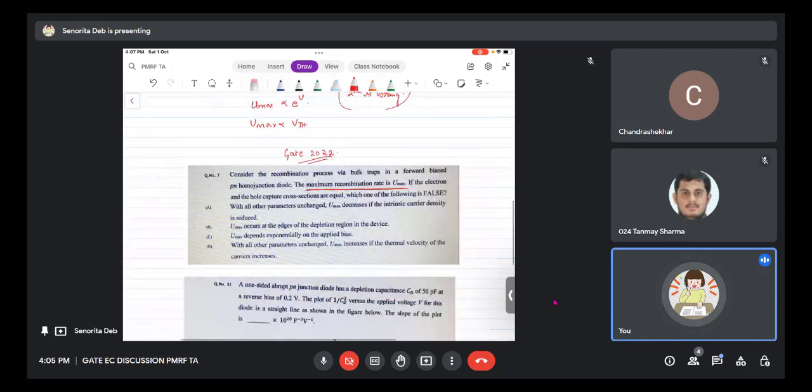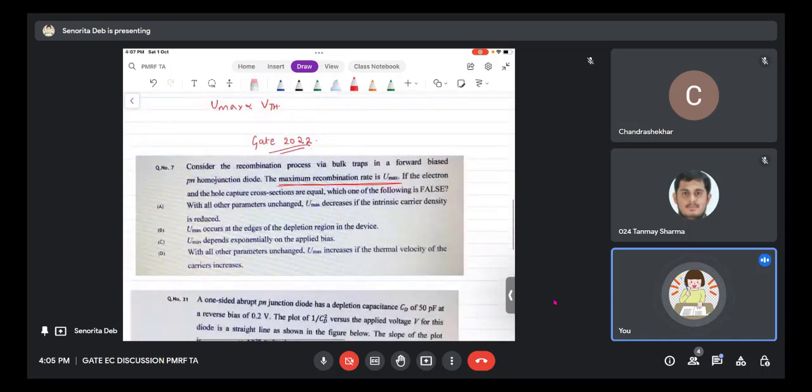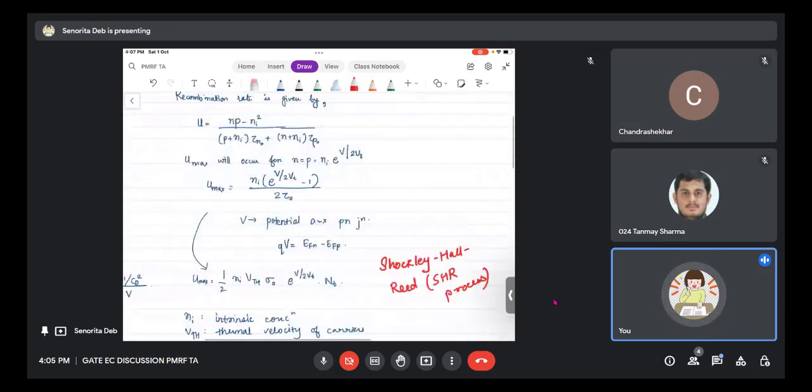Sometimes in GATE these kinds of questions do come which do not directly adhere to the formulas you might have read, but you can always solve them with your intuition because you would have read something similar. As I told you in the last class, I have not read about maximum recombination rate, but I have read about recombination rate, and from that I can have an idea about all four options. So I'll show you what I found out.